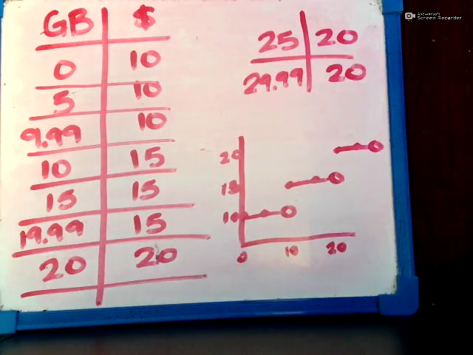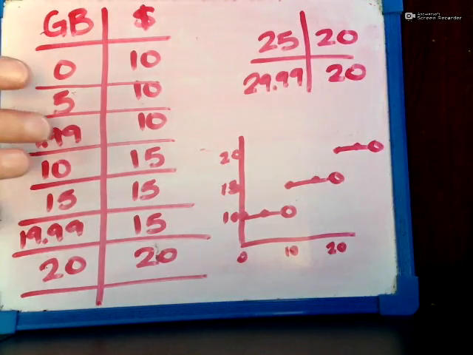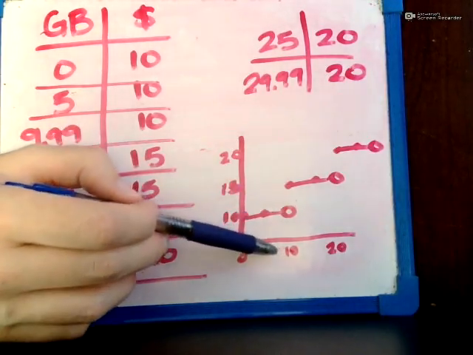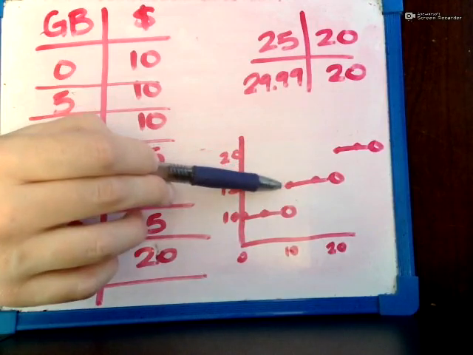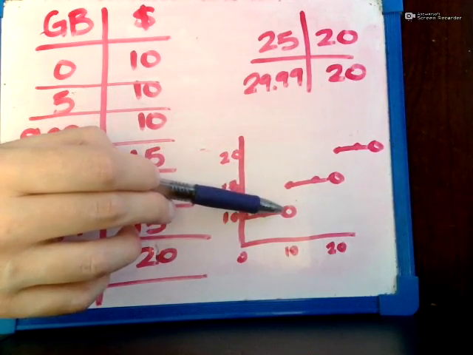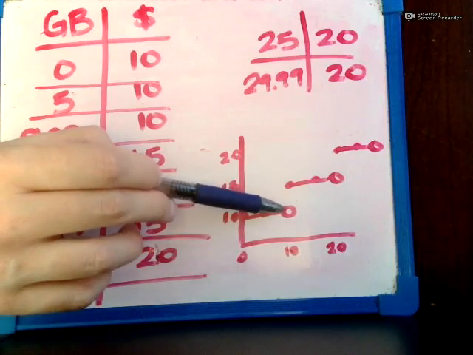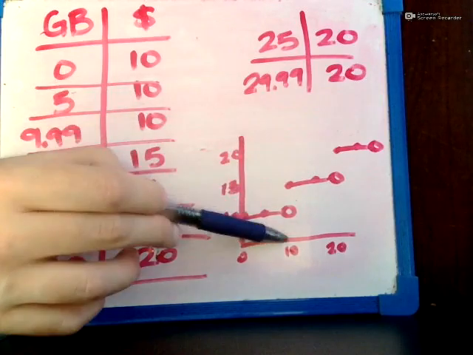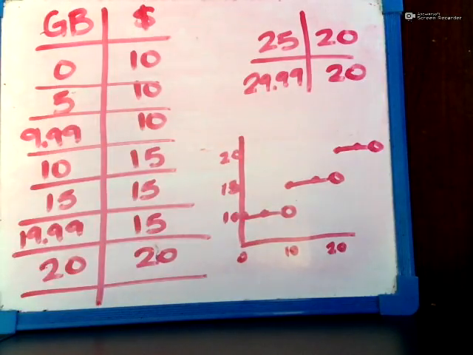You can use the vertical line test to make sure that this passes as a function. And when you hit something like this here at x equals 10, where it passes through this dot and this dot, it still passes the vertical line test because this dot is included, this dot is not. So it's still passing through only once.